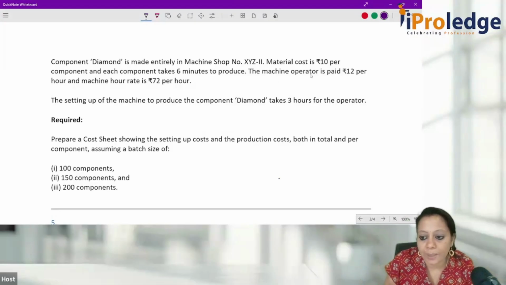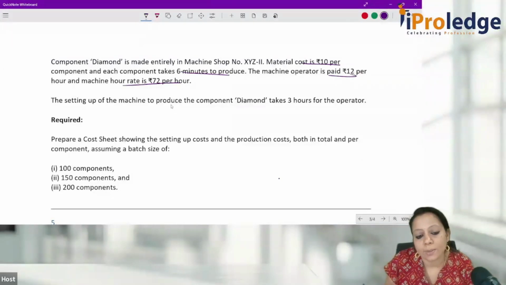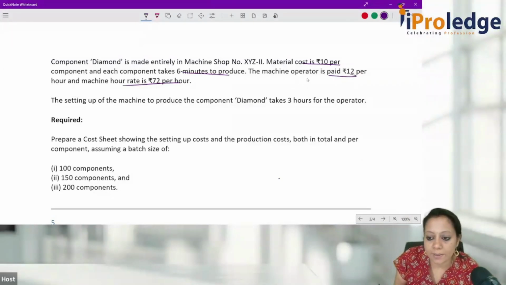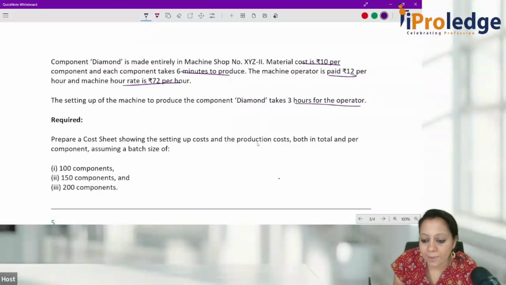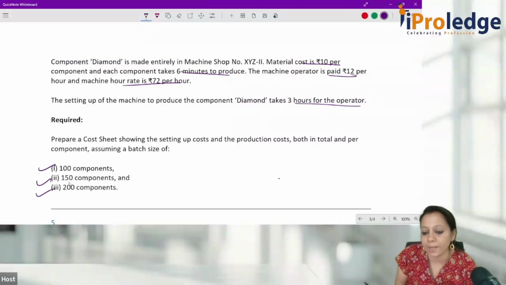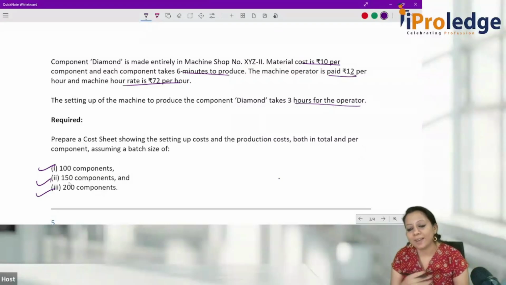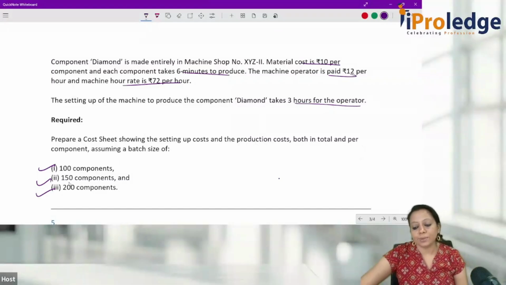So material cost per component is given, and the machine operator is also given, and then they have given 3 hours for the operator for setting up. So prepare a cost sheet showing setup cost and production cost both in total and per component, assuming a batch size of 100, 150 and 200. More than the simple question we can't ask. Extremely simple. All batch problems are very similar.